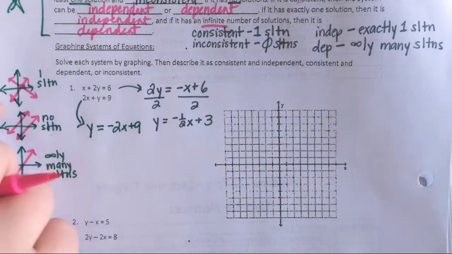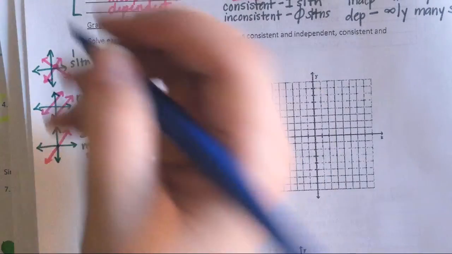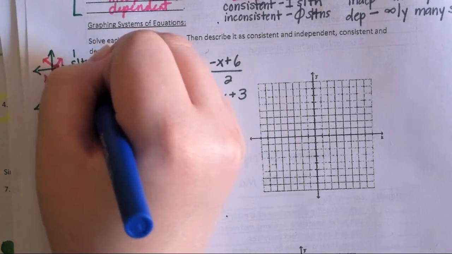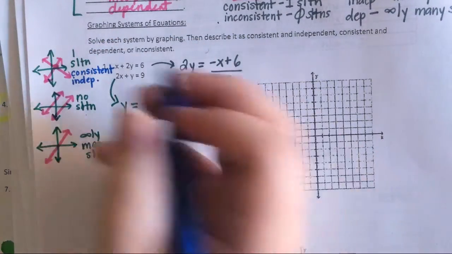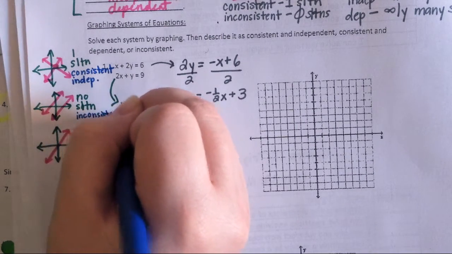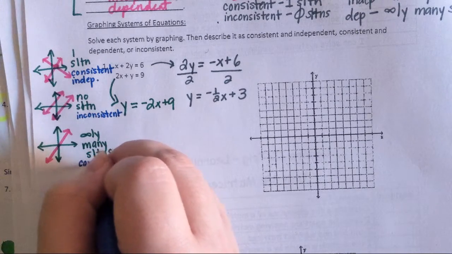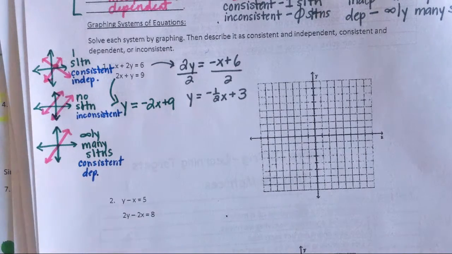So, in fact, if you want to add the vocab over here, we sure could. One solution would be consistent and independent. No solution would be inconsistent. And then infinitely many is consistent because it does have a solution, but it's dependent because that solution is not a unique solution. Okay, I know that's a lot of vocab and information all at once, but if we practice a couple, I swear it's going to be fine.